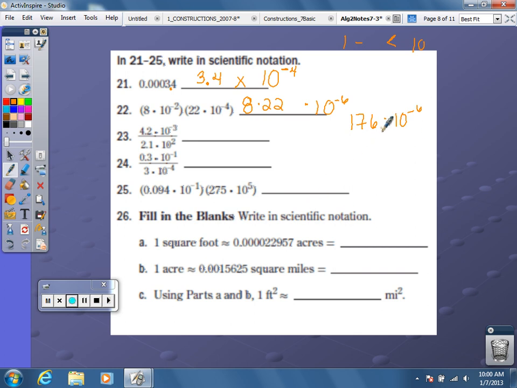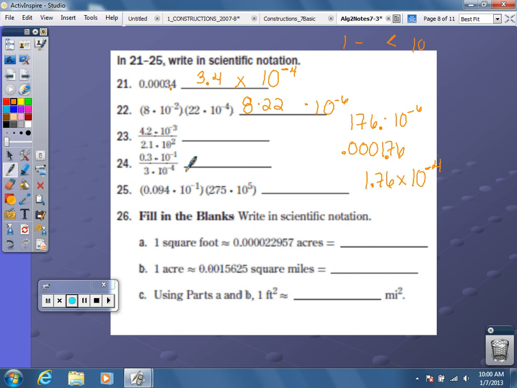Okay, what does this even equal? Well, it's 176 times 10 to the negative 6. I would move that 6 to the left. 1, 2, 3, 4, 5, 6. That's what that equals. How can I make it meet the criteria? Well, I want it to be 1.76 times 10 to the, how many spots do I need to move it? 1, 2, 3, 4 spots. This is a little number, it's a negative 4.